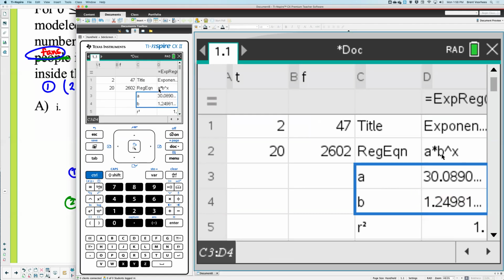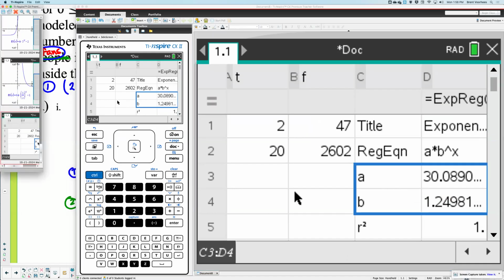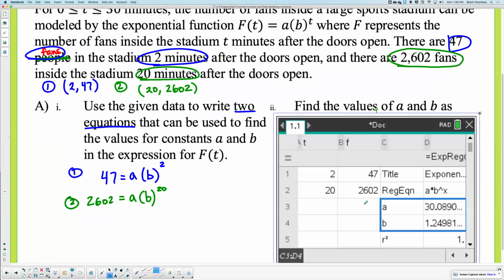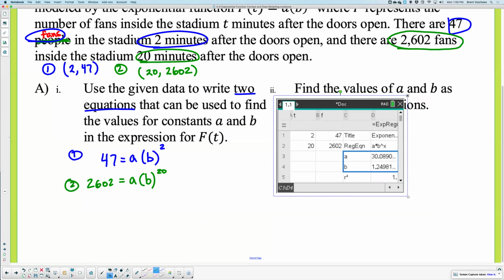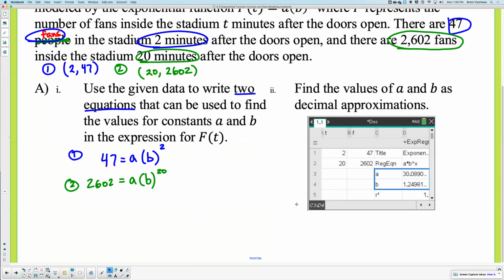Those are our values for our equation, a times b to the power of x. Those are our values right there. So I'm going to take those and copy them over to the notes. It says use decimal approximations. How many decimals should we use? 3 is correct. So I'm going to say you can just truncate.